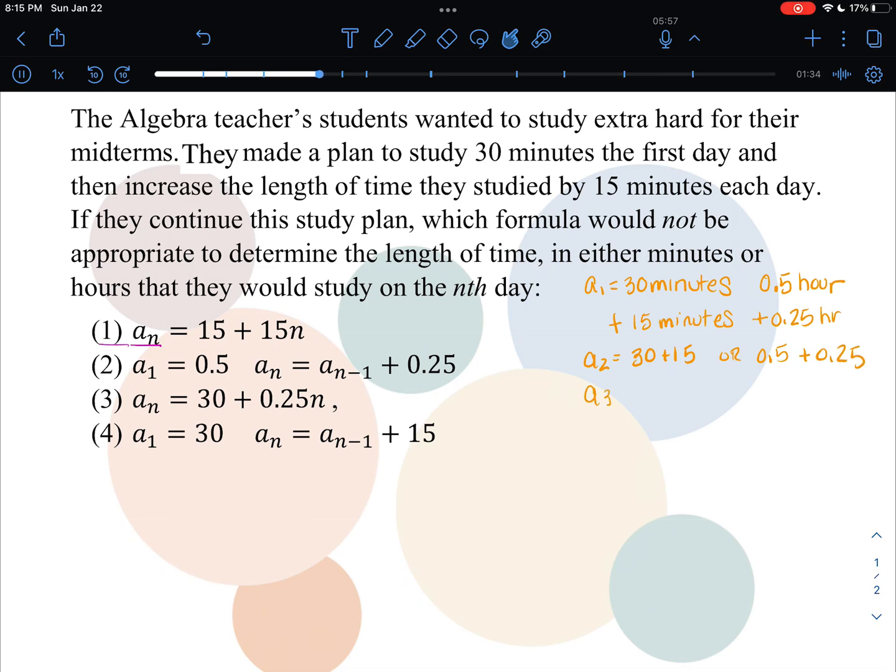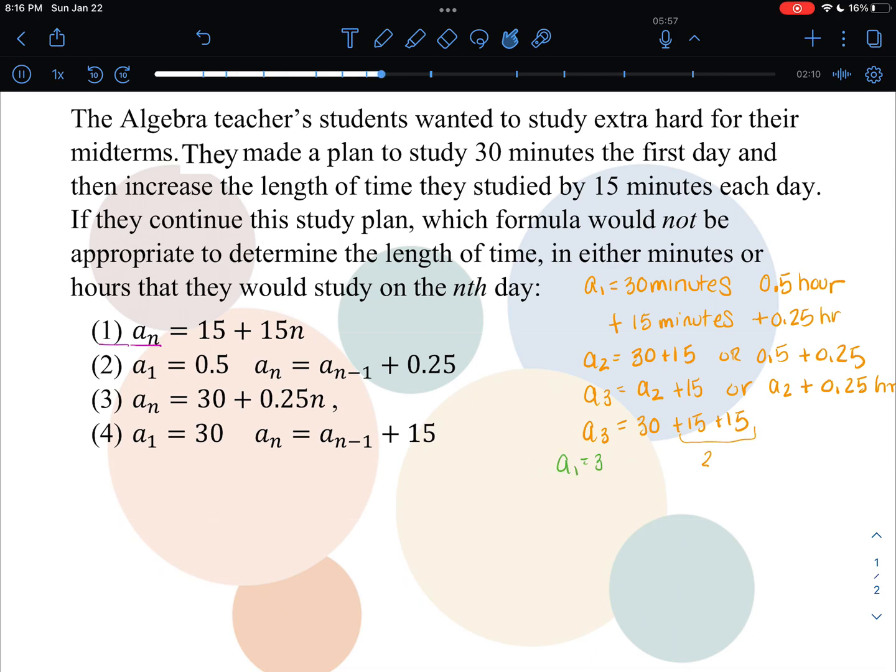Then on day 3, I'm having day 2 plus the extra 15 minutes, or another way to say that would be day 2 plus another 0.25 of an hour. Another way to say A3 would have been to have said 30 plus 15 plus 15. That means we've done that 2 times. So I'm going to write down what it looks like my days are going to be coming out to.